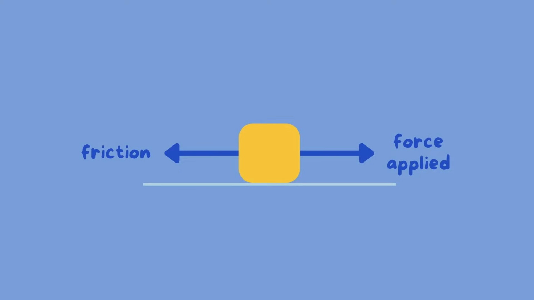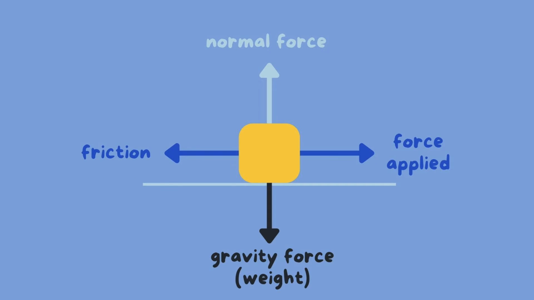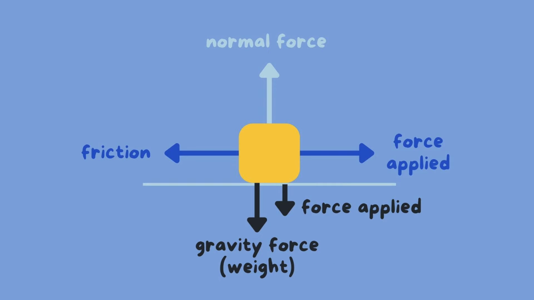The strength of the friction force is dependent on the normal force. The normal force is the upward force applied on an object by a surface that it's sitting on. It prevents the object from falling through the surface. This normal force is equal to the force of gravity acting on the object, which is also known as the weight of the object, as well as any other additional downward forces applied to the object.